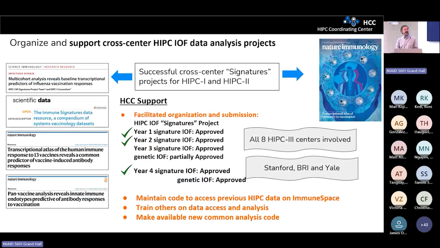And finally, the final effort that I wanted to cover in this part of the coordinating center is the support for the HIPC IOF signatures projects. As was already mentioned, one of our roles is to help coordinate and support the submission of these IOFs, which has been happening for all the years of the HIPC so far. And as Matt mentioned, we now have a signatures IOF and a genetics IOF that were both approved. We continue to maintain the code and access to the previous HIPC signatures projects data on ImmuneSpace. We've done some training across HIPC for people who want to continue to use that code base.